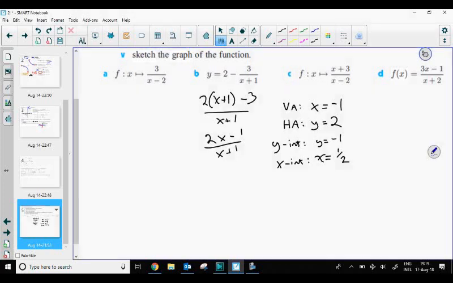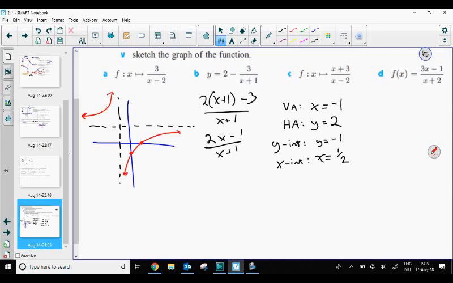So let's start graphing this. There's my axes. I know that my vertical asymptote should be to the left of the y-axis. My horizontal asymptote should be above the x-axis. I've got a y-intercept down here. I've got an x-intercept over here. So pretty clearly my picture should look something like this. It's a wonderful graph.